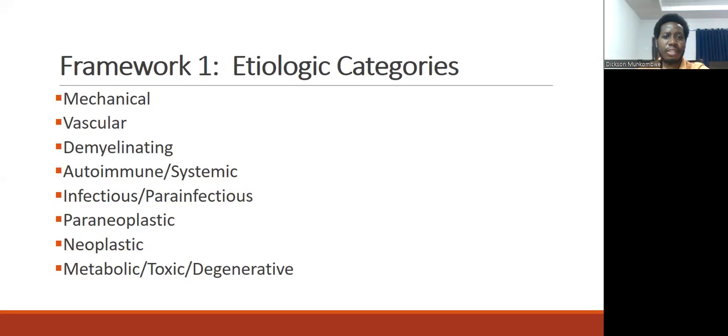So the etiologic category mainly looks at the cause of this spinal cord disorder. Is it mechanical, vascular, demyelinating, autoimmune, infectious, parainfectious, paraneoplastic, neoplastic, or metabolic? I feel mnemonics would be helpful in this one as well. I do know there are a number of mnemonics you could look up, which could help you narrow down with this etiologic categorization of spinal cord presentations.